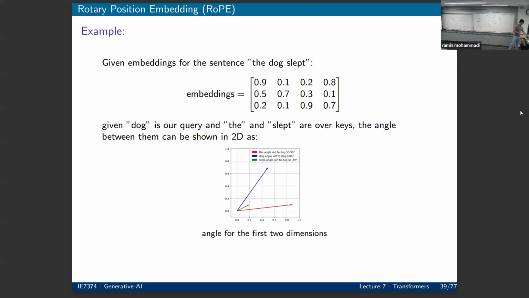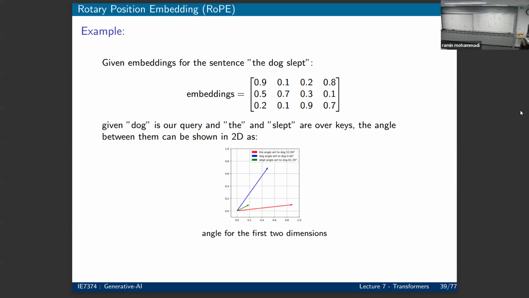Now, let's do one example. We have a sentence: the dog slept, and you have 3 words, and here we assume that every word has an embedding of size 4. So for word 1, word 2, and word 3, you have a 3 by 4 embedding matrix. The first thing here is that I assume dog is the query. So the is the key, and slept is also the key, right?